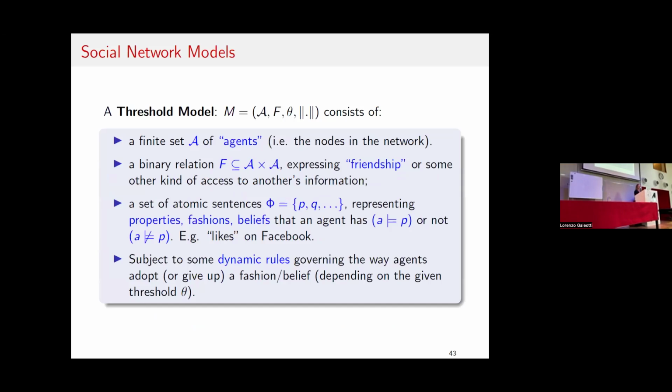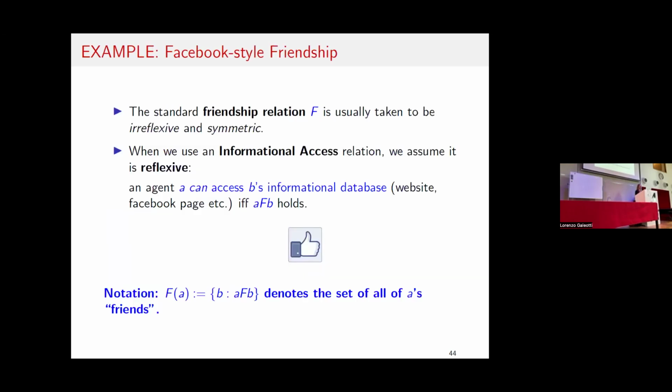And as I said, this is the signature of my models: agents, capital A. They are related. I call that relation F, for friendship relation. There is a threshold, which is going to play a role when agents change their behavior. All agents have some atomic propositions that are true for them. And then there are some dynamic rules that tell me how agents change their behavior. As I said, these relations can have different properties, but I'm going to assume typically that they are at least reflexive as well.